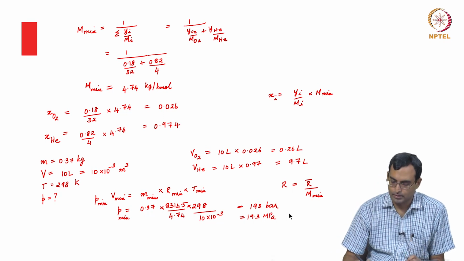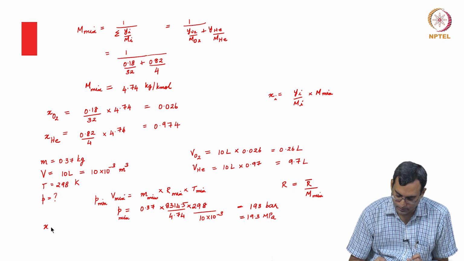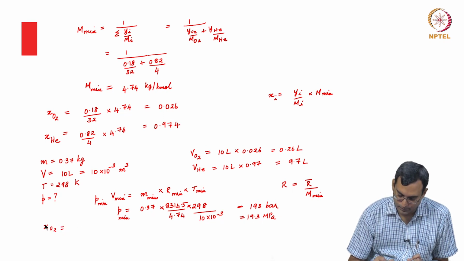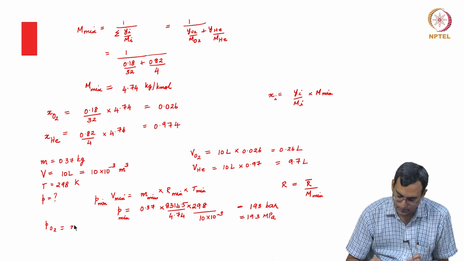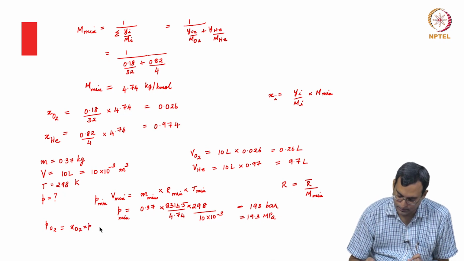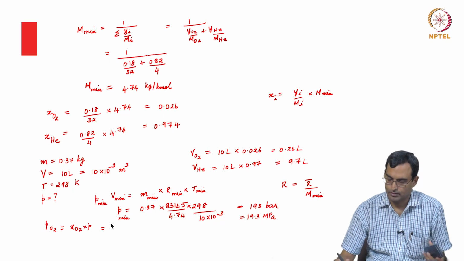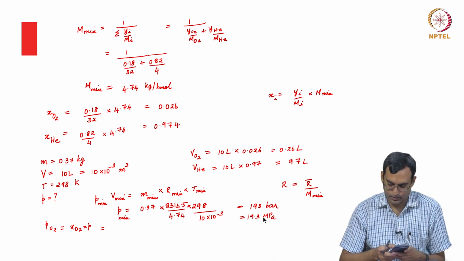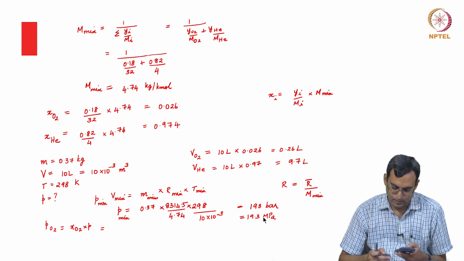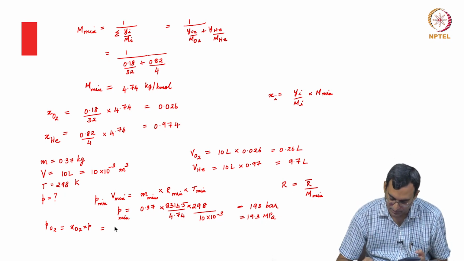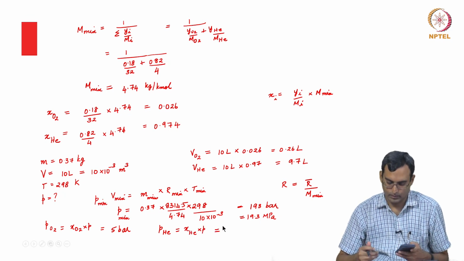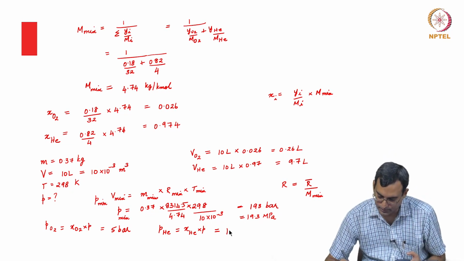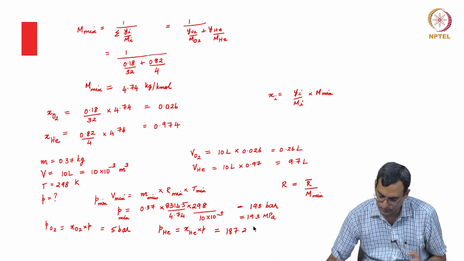And now I can find out the individual pressures. So, partial pressure of O2 is XO2 times this total pressure. So, that is this value times 0.026, which gives me a value of about 5 bar, and partial pressure of helium is X helium times the total pressure, which is 187.2 bar.